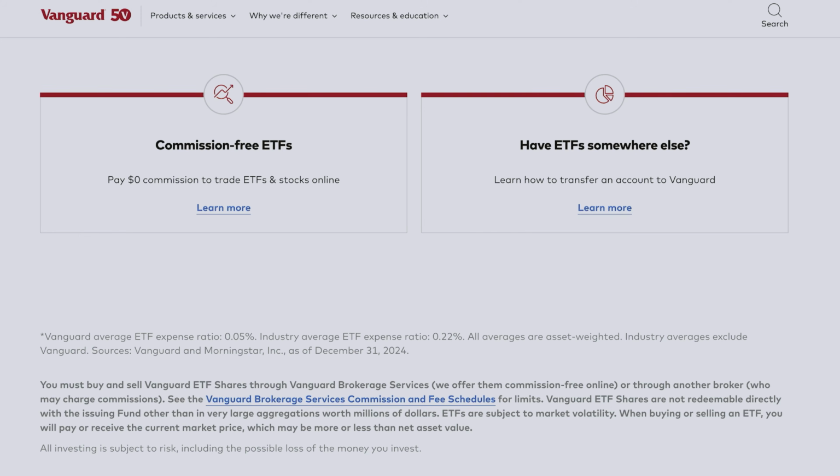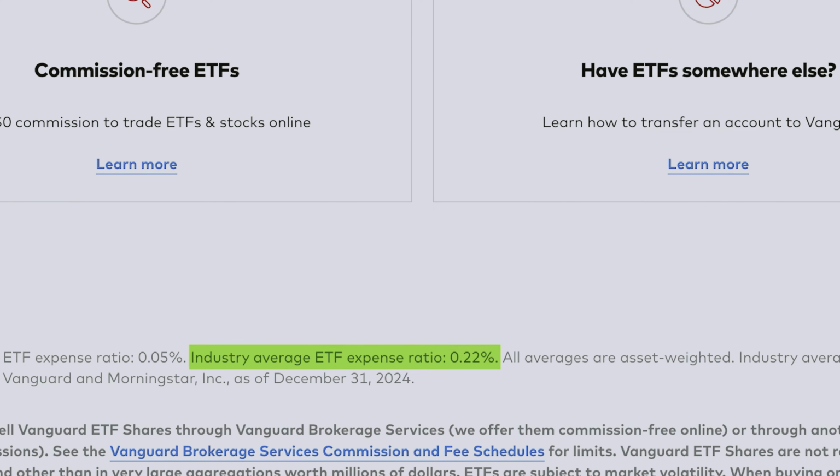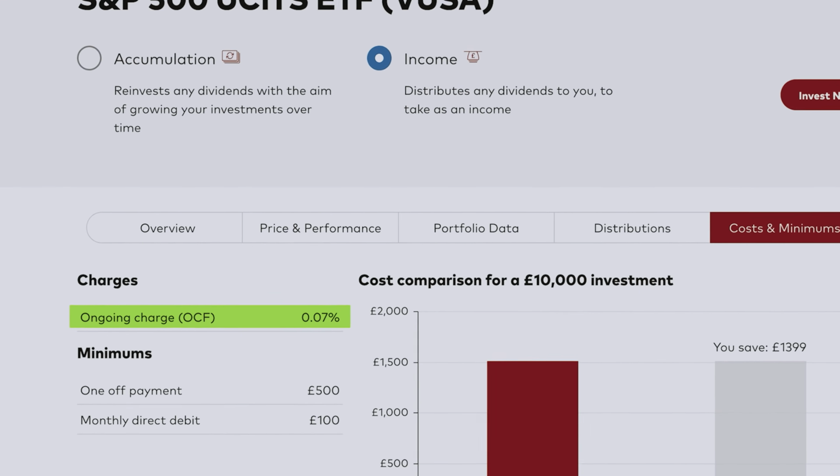So let's look at the Vanguard FTSE All World ETF. This is a global ETF from Vanguard, which has an ongoing charge of 0.22%. Now let's compare that to one of the most popular ETFs out there, the S&P 500. This is Vanguard's version of it, and that has an ongoing charge of 0.07%.